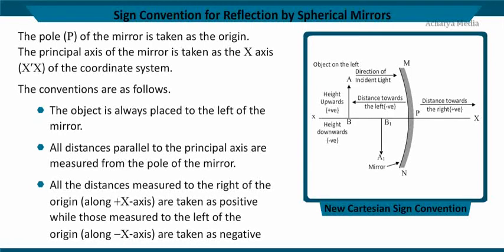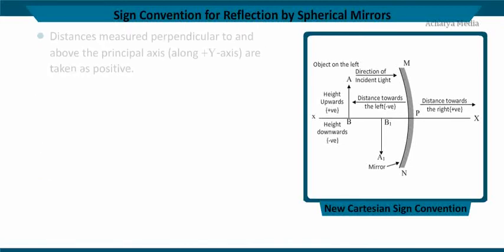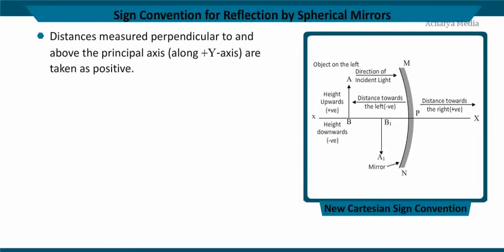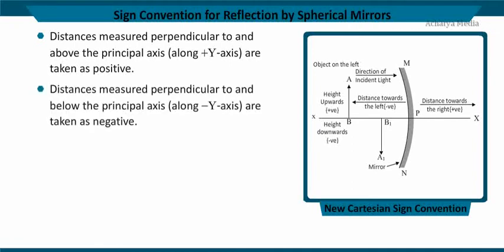All the distances measured to the right of the origin along the plus x-axis are taken as positive, while those measured to the left of the origin along the minus x-axis are taken as negative. Distances measured perpendicular to and above the principal axis, along the plus y-axis, are taken as positive. Distances measured perpendicular to and below the principal axis, along the minus y-axis, are taken as negative.